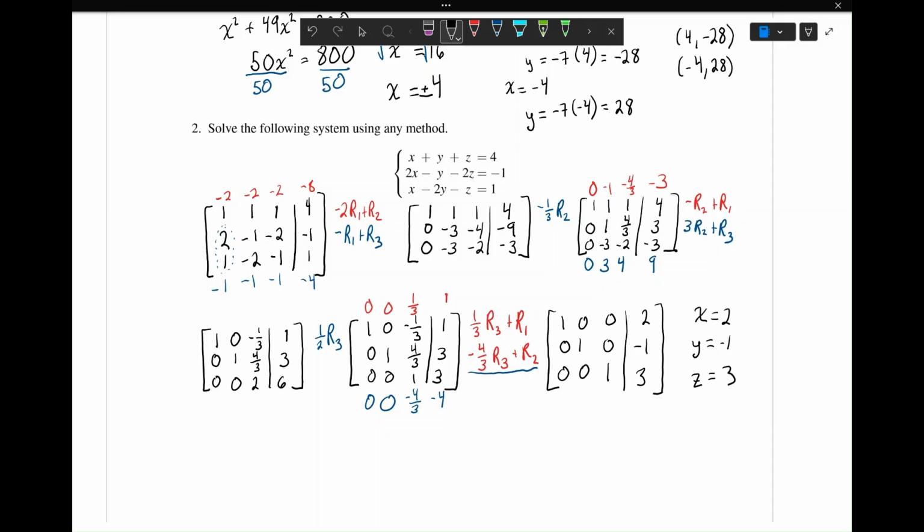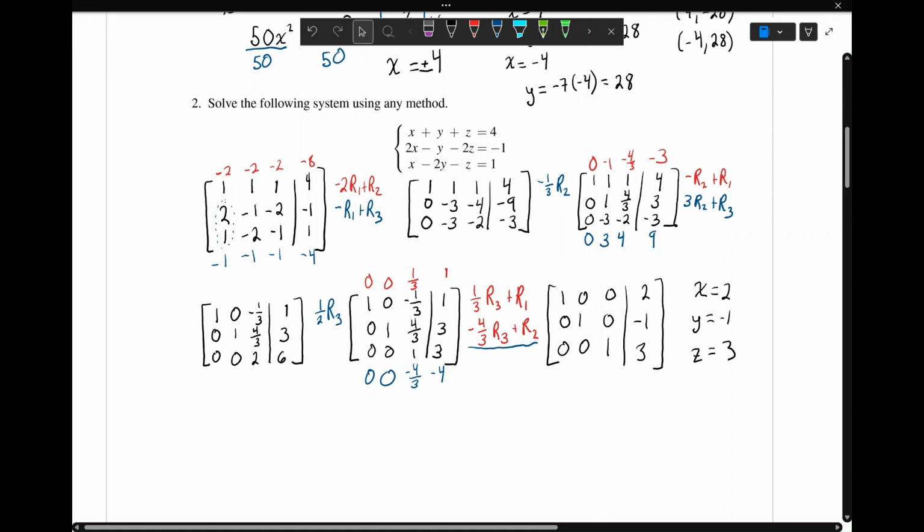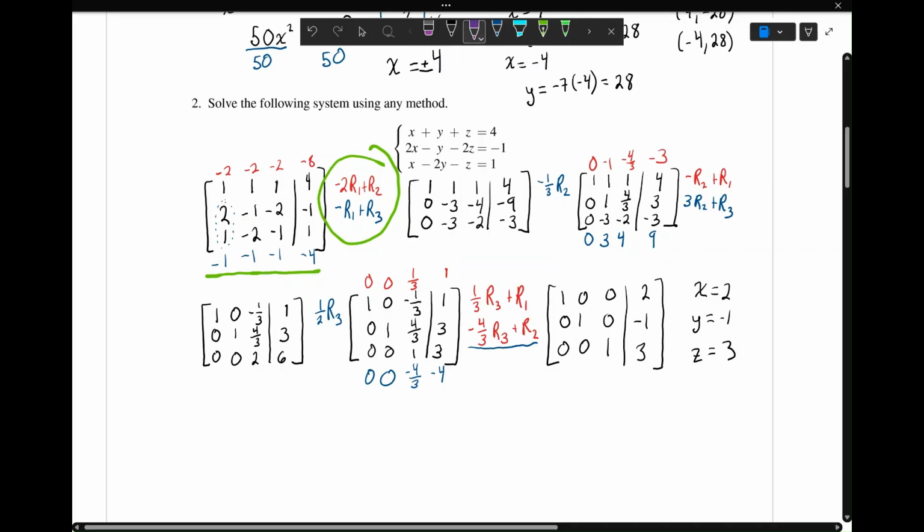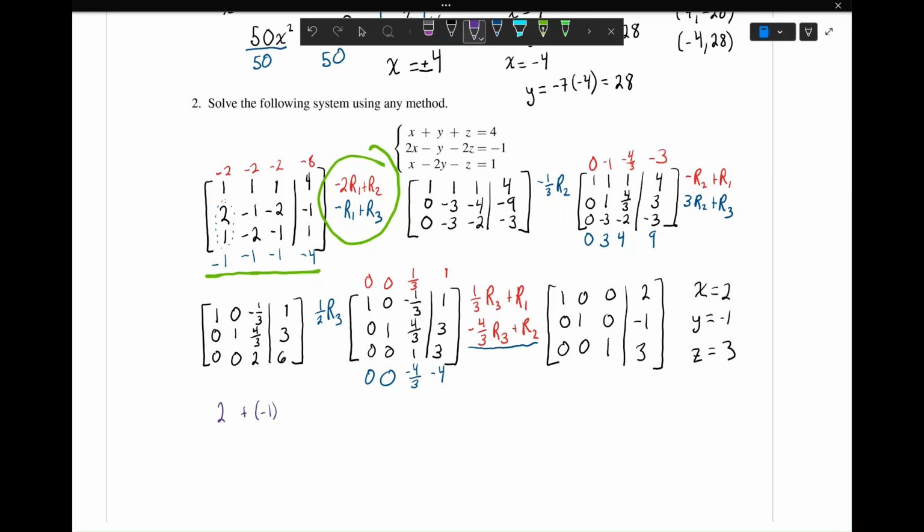Now, I highly recommend checking these problems. It's easy to make little mistakes. That's one reason why I was very careful to write down what I was doing in each step and very careful to write down the numbers I was adding. So I'm going to go ahead and check by plugging those numbers into my 3 equations. So I get 2 plus negative 1 plus 3. Does that equal 4? Yes, it does. The left-hand side turns into 5 minus 1, which is 4. So it fits the first equation.